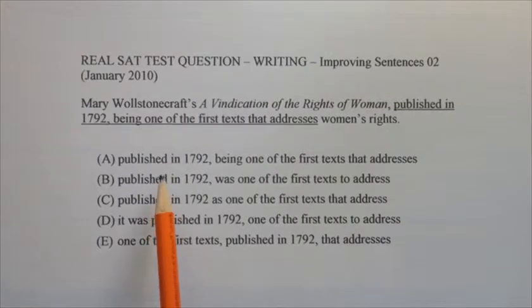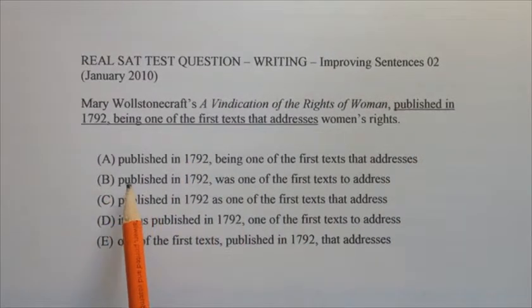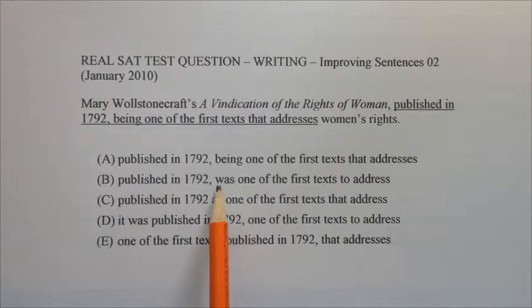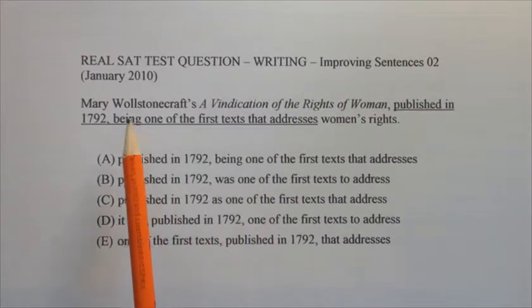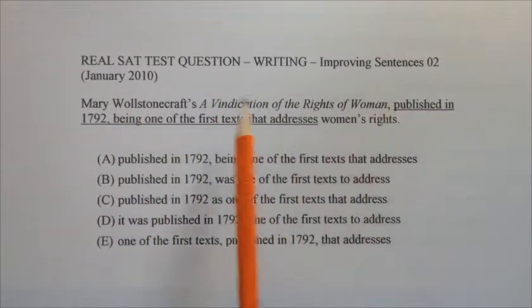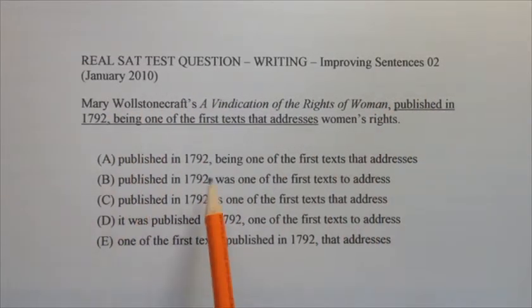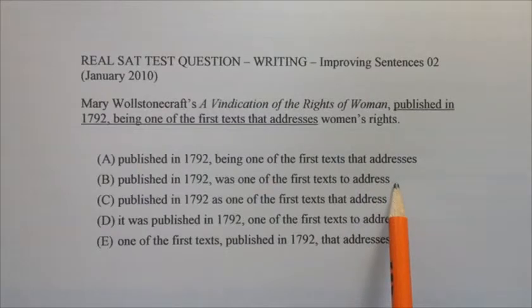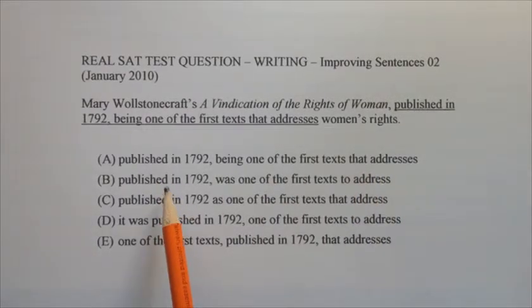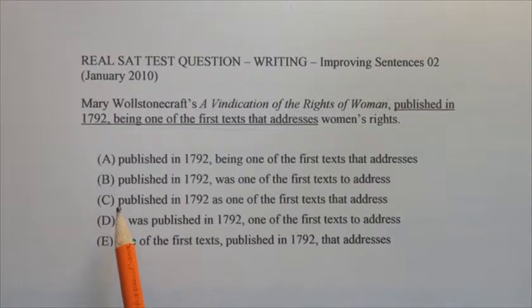Okay, so let's see. A is wrong, there's no verb. B can be correct, there is a verb, was. Okay, let's see. This book, Mary's book, published in 1792, was one of the first texts to address women's rights. Sounds beautiful, but let's double check.